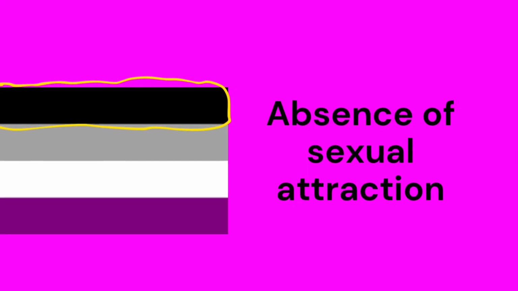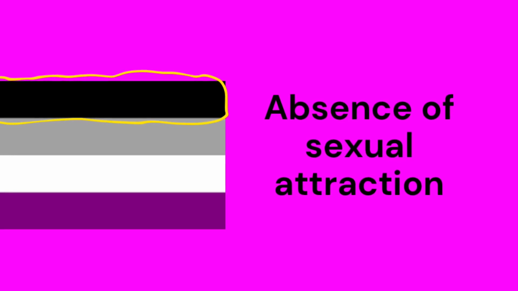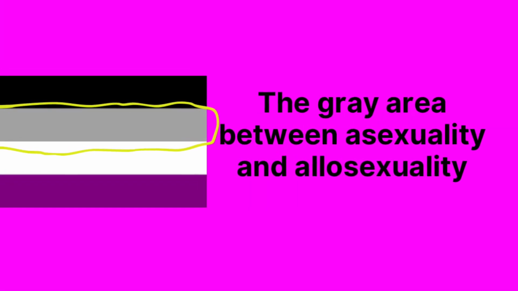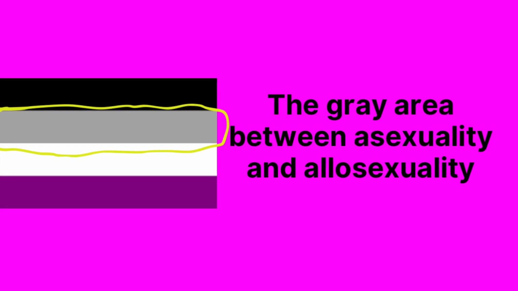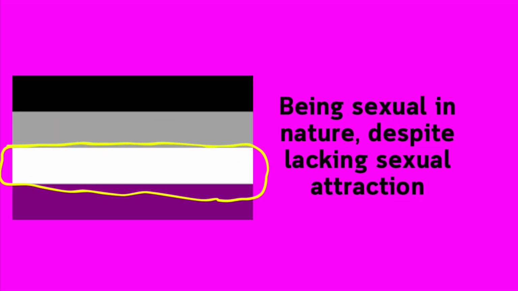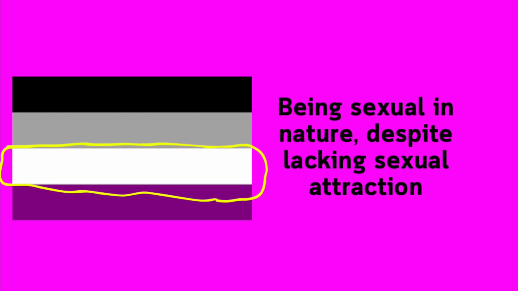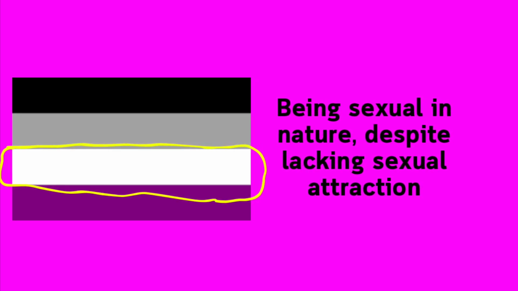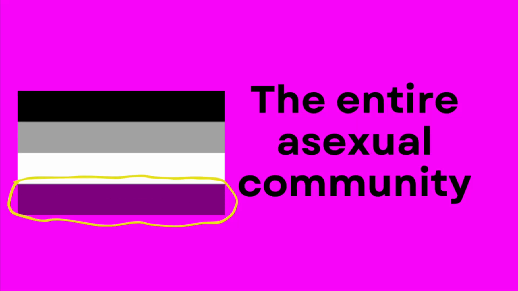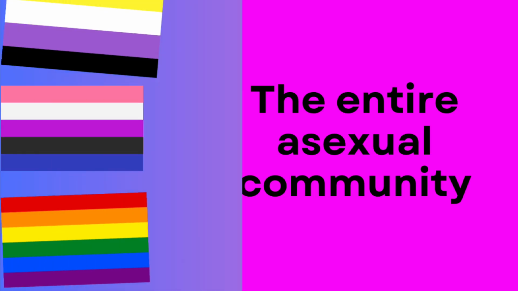The asexual flag has 4 horizontal stripes. The top stripe is black and represents an absence of sexual attraction. The gray stripe represents the gray area between asexuality and complete allosexuality, a topic for another video. The white stripe represents how asexual people are just as sexual in nature as any other human being, despite their lack of sexual attraction. The purple stripe at the bottom of the flag represents the asexual community as a whole.